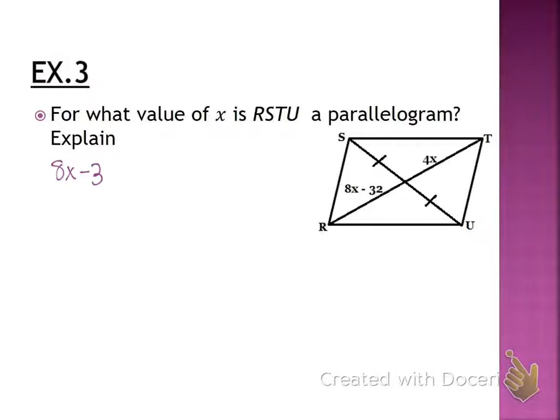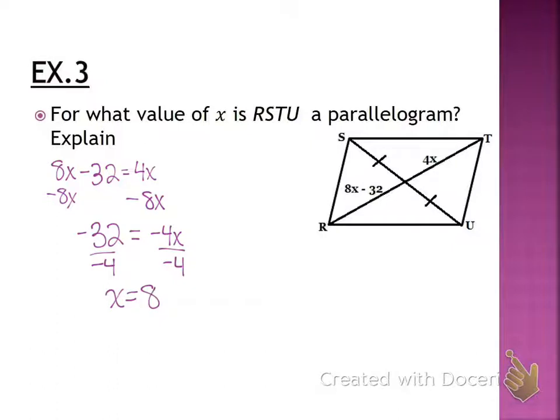So 8x minus 32 is equal to 4x. To solve it, what are you going to do? Okay, you could go a couple different ways. One way would be to subtract the 8x. What would that leave us with? Okay, negative 32 equals negative 4x, and then what would we do to both sides? Divide. x equals 8. Now, we found that value, we still need to explain.